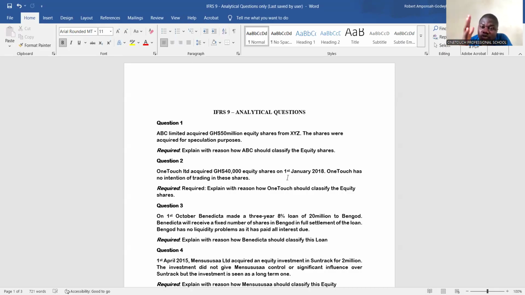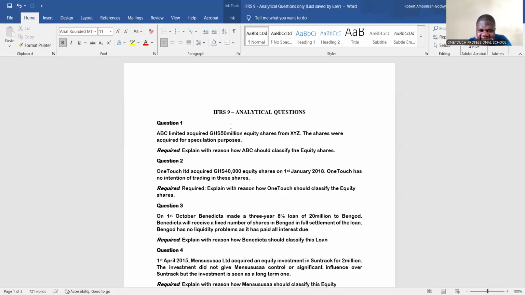With what we've learned so far, the word acquired means that it's a financial asset, right? Yes. Okay, so what type of financial asset and why? We know we have equity investment. Will it be measured at fair value through OCI? It will be classified under fair value through profit and loss. Why?